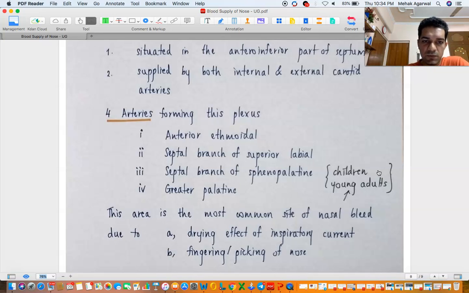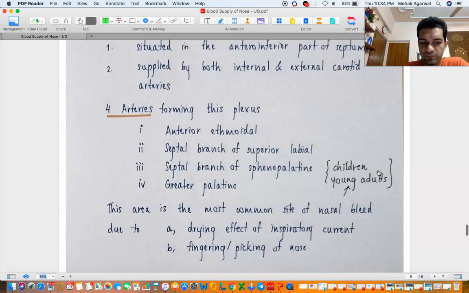So once it bleeds, what happens is there is a scab that gets formed that causes a bit of crusting, a little bit of foreign body sensation, discomfort, and we again tend to scratch it. Again, the scab falls off, there is raw area, there is again bleeding. So that's why people have recurrent nasal bleeds due to the Little's area.